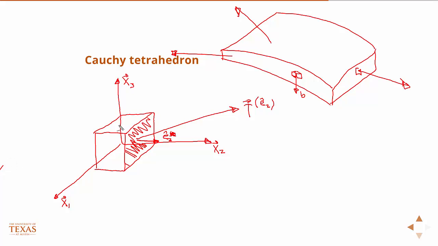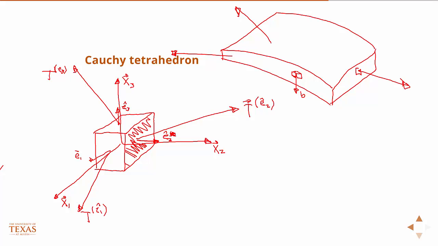Likewise, there's some T in the E3 direction, where E3 is the normal vector that defines this face. And then you have E1 that defines this face, and it also has a traction.